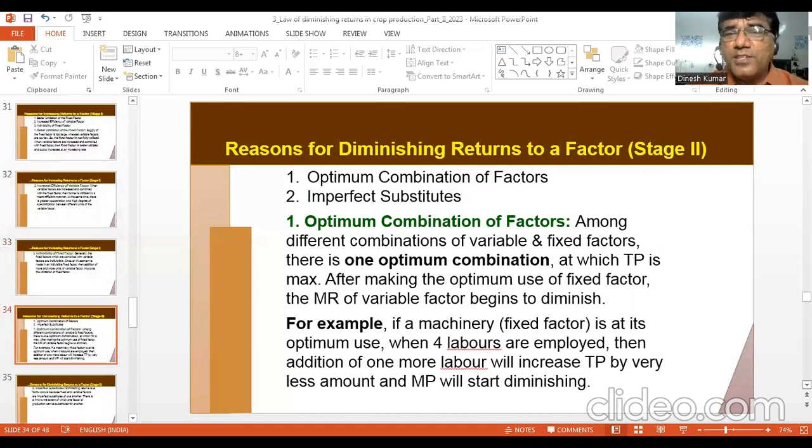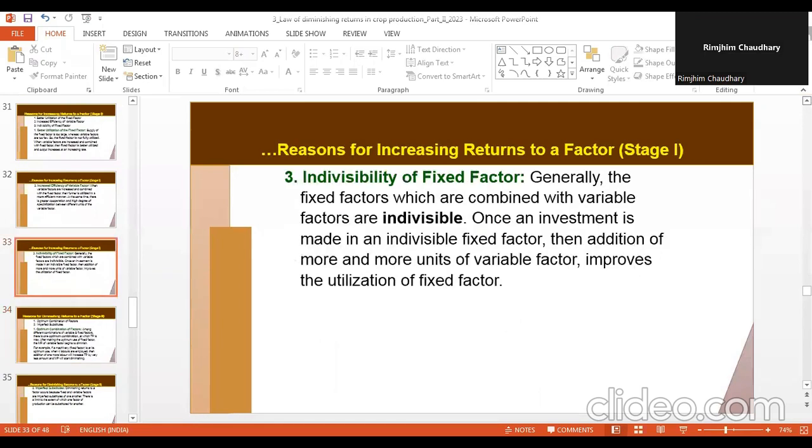Next is for stage 2, reasons for diminishing return or decreasing returns. Sir, please explain the third point in the earlier slide. Yeah, this one: indivisibility of fixed factor. Suppose your fixed factor is your land, so it cannot be divided. Either it will be used wholly or it will not be used. So it is fixed. Fixed factors which are combined with variable factors are indivisible. It cannot be divided. It will always remain 1.